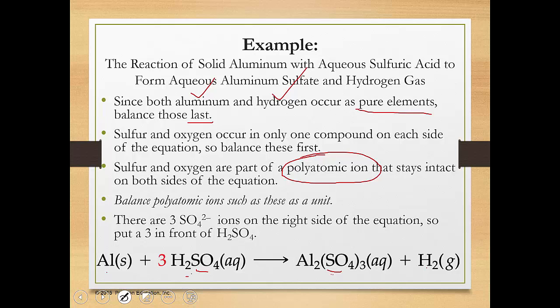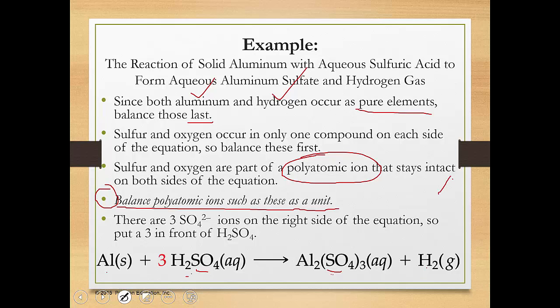Sometimes a polyatomic ion gets broken apart, but in this case it didn't. It remained as sulfate on the left, sulfate on the right. So when that happens, that makes life a lot easier. We can balance polyatomic ions as a unit.